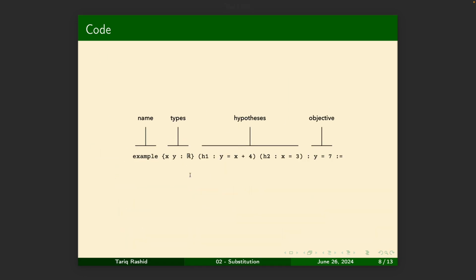So here's just a picture summarizing that. I think over time we'll develop this because there's more to be said about what that first thing is. But for now, we can think of it as a name. An example is kind of like an anonymous name. Then the types, hypotheses, and then the objective. And then that symbol says, right, we're about to justify everything on the left with some proof.